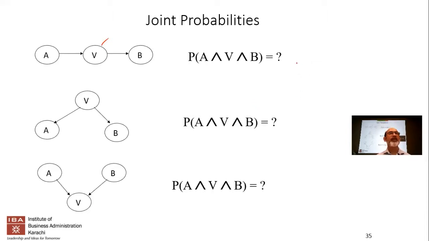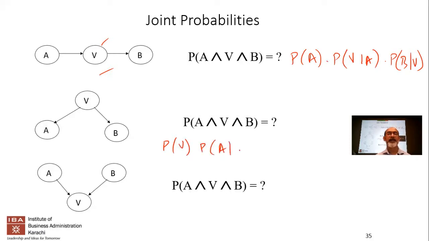What we could do is take the one which has no dependence first. So it would be probability of A. Then we would do the next one. So what would this be? V given A. And next would be probability of B given V. So this is all there is to it. This is the joint probability, but based on the parents. So what about this case? Let's go forward as well. Probability of V multiplied by A given V multiplied by probability of B given V.